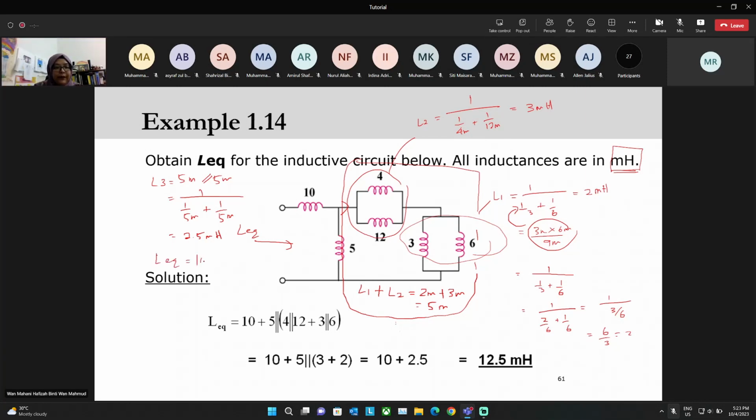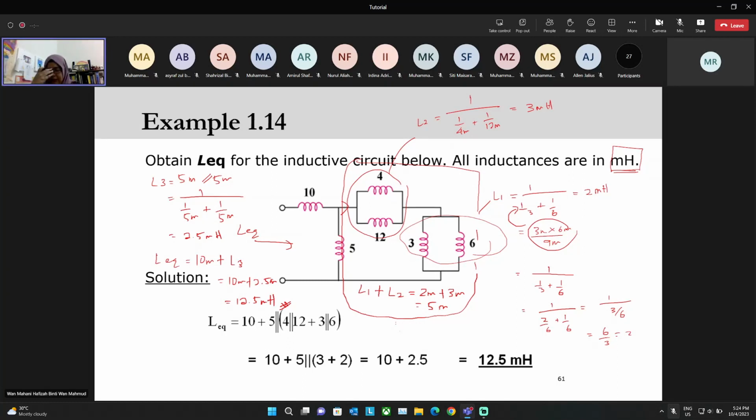And finally, your L equivalent, 10 mili, which is in series with this L3. So 10 mili tambah dengan 2.5, you dapatlah 12.5 mili Henry. Okay. So dapat circuit yang simple, okay lah, senang.